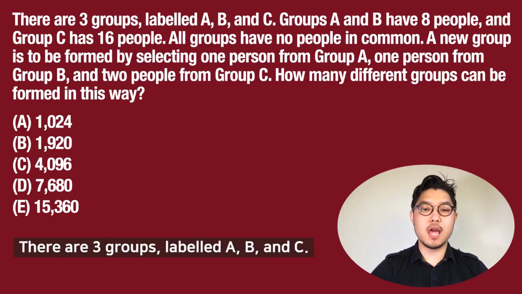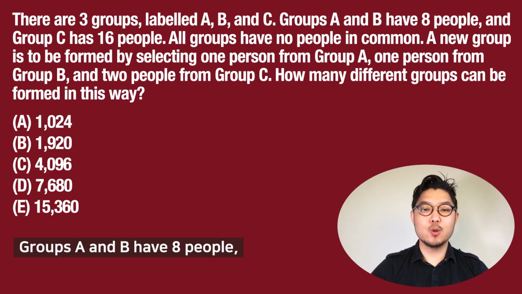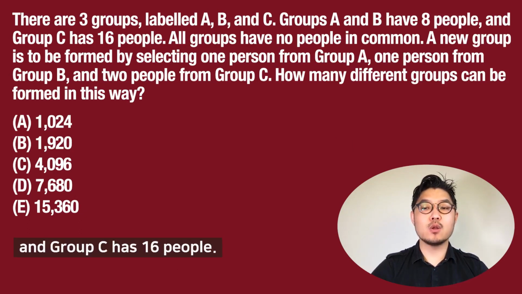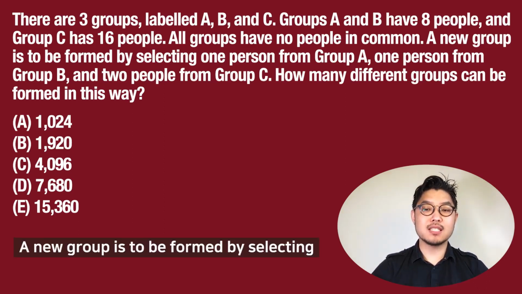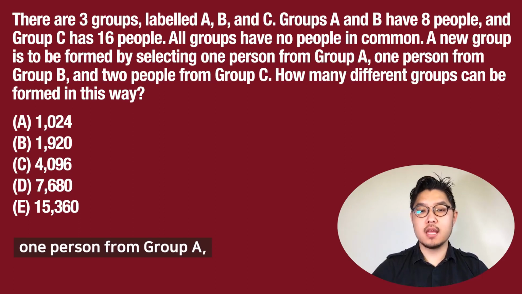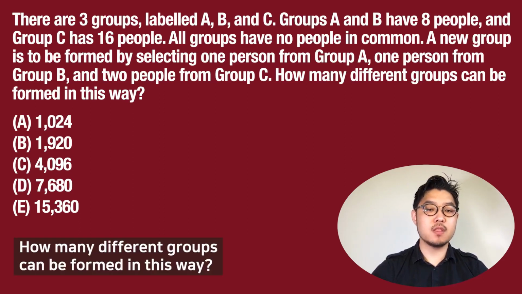There are three groups labeled A, B, and C. Groups A and B have 8 people, and Group C has 16 people. All groups have no people in common. A new group is to be formed by selecting one person from Group A, one person from Group B, and 2 people from Group C. How many different groups can be formed in this way?